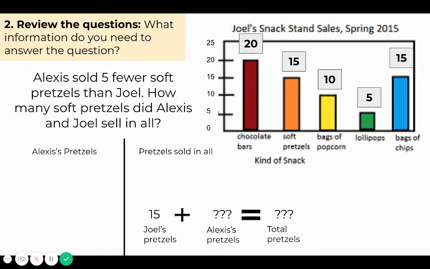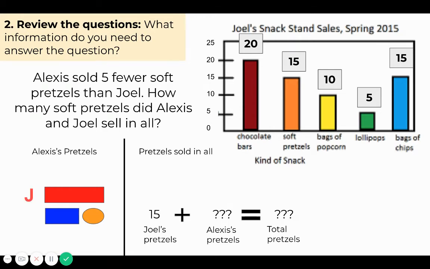the bar graph. In order to figure out the pretzels that Alexis sold, I'll need to use the information given to me on the bar graph and the information given to me in the word problem, and then compare them. I'm going to set up my comparison bars and think about it. Okay, well, the problem says that Alexis sold 5 fewer soft pretzels than Joel, or 5 less.